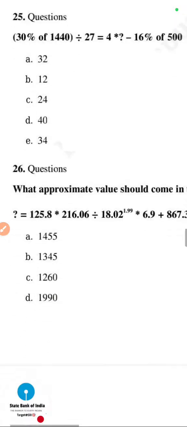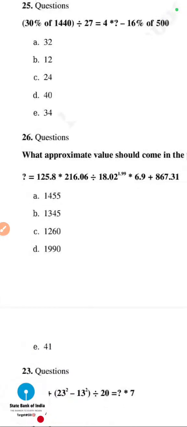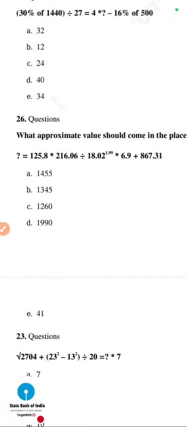Next, sixth, we are going to see approximate questions, approximations. Let's see the first question.